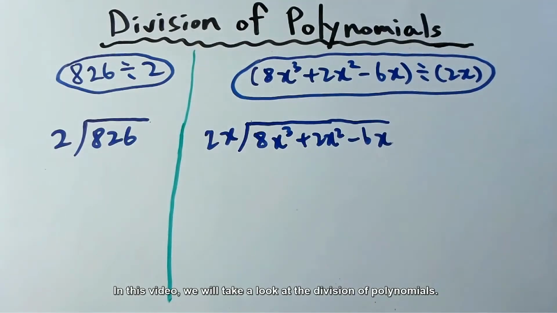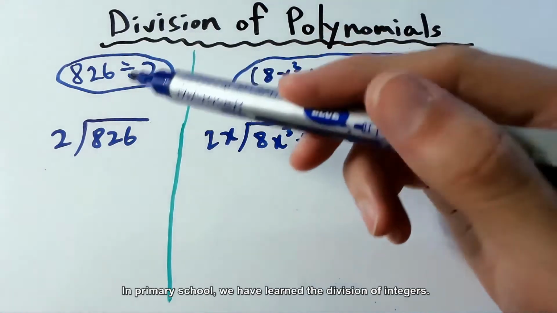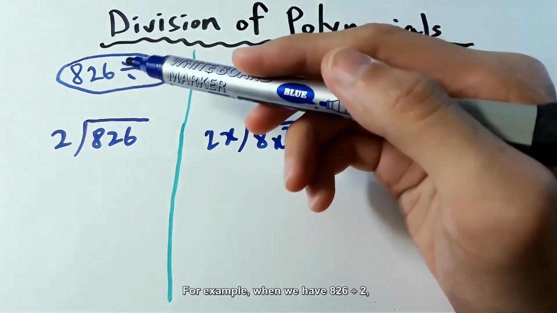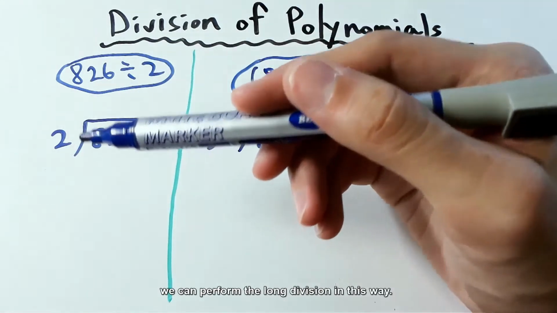In this video, we will take a look at the division of polynomials. In primary school, we have learned the division of integers. For example, when we have 826 divided by 2, we can perform the long division in this way.